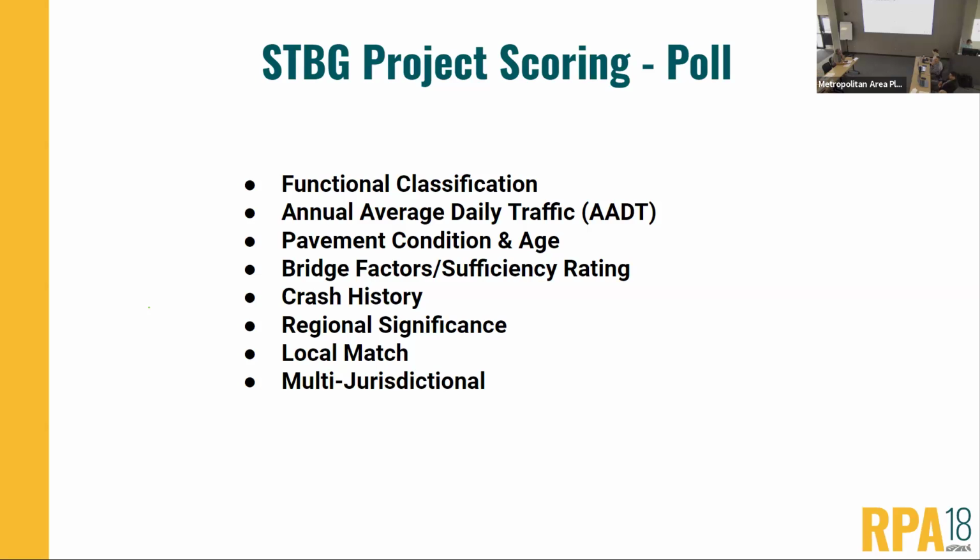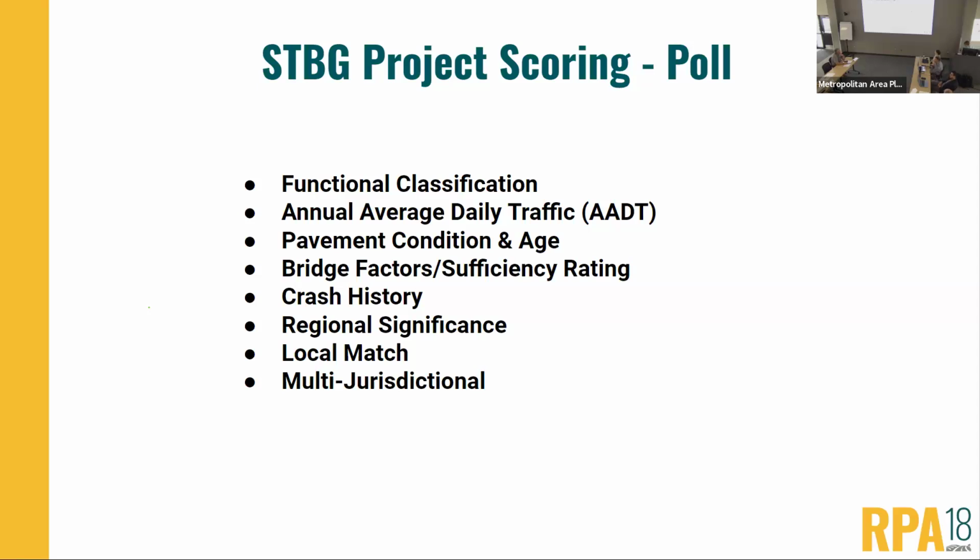All right, everybody gone in, or is anybody still ranking? Everybody's done? Cool. Excellent. Okay, so this is what our results are looking like. It seems like pavement condition and crash history are our top 2 priorities, followed by regional significance and ADT, and then multi-jurisdictional, functional classification, and local match. We'll be able to take this information back and incorporate it into adjusting those project scoring criteria. So this will be super helpful.